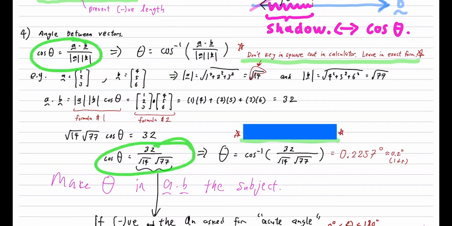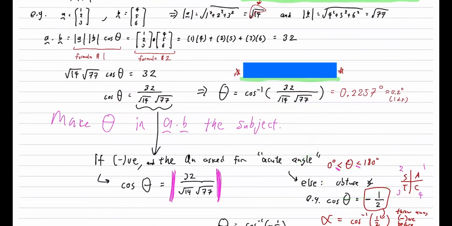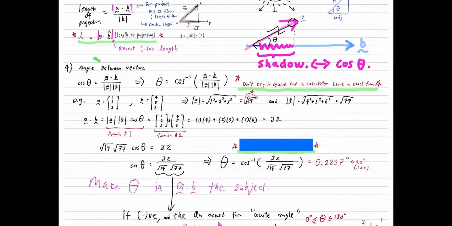Then solve for theta. And take note that there could be an acute angle or an obtuse angle, depending on the value of this fraction here, A dot B divided by mod A mod B. Okay? So we already went through. What you realize is that this is very important. I put a few stars here. You will see this again and again. Dot product will give you angles.